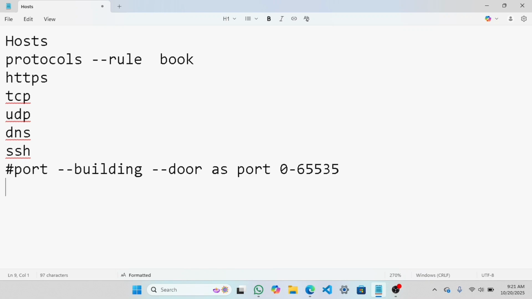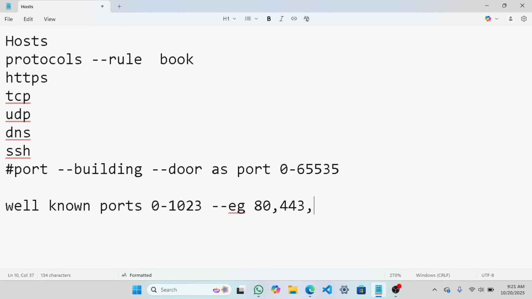Let me give an example. In 2017, the WannaCry ransomware spread like wildfire, infecting over 200,000 computers worldwide. Sorry, I don't remember the exact number. Companies with properly configured firewalls blocked malicious traffic at the network edge, stopping the attack before it began. I hope now the firewall concept is clear.